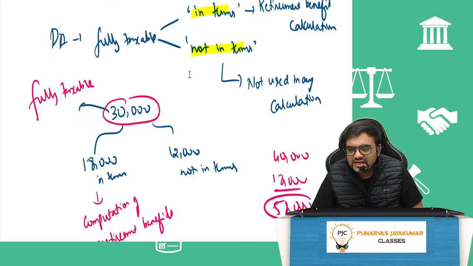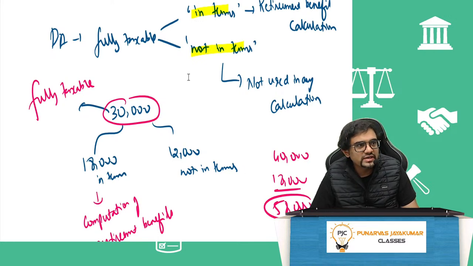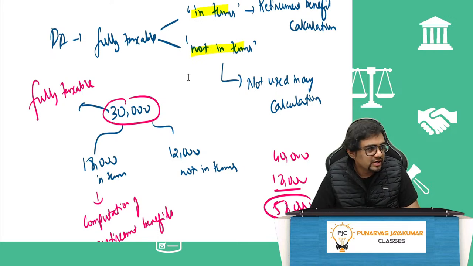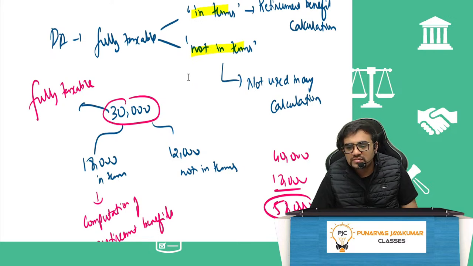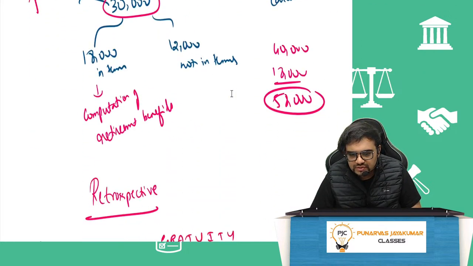But if it is in terms, it will come under retirement benefit. That's why it's called in terms. If it is in terms, it will be part of the entire retirement benefit calculation. If it is not in terms, it will not be used in any calculation. So in the exam, you need to see whether they have given in terms or not in terms. That's what it is.